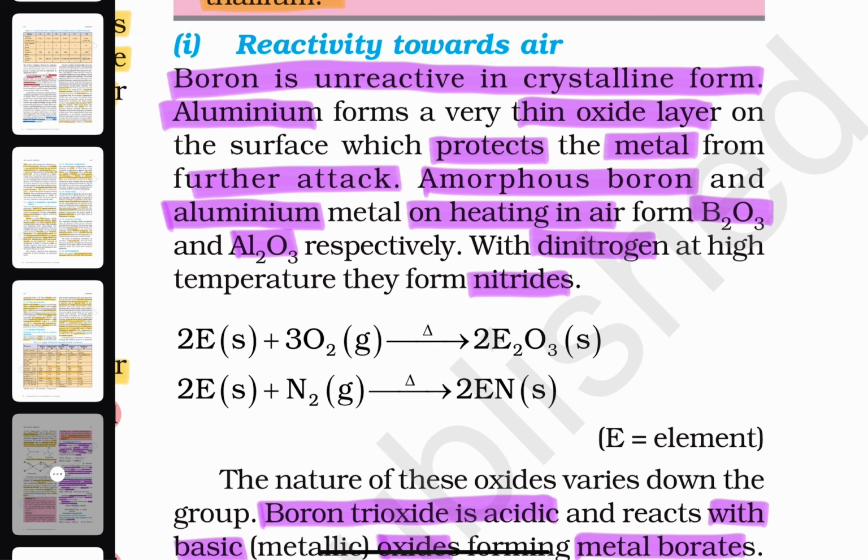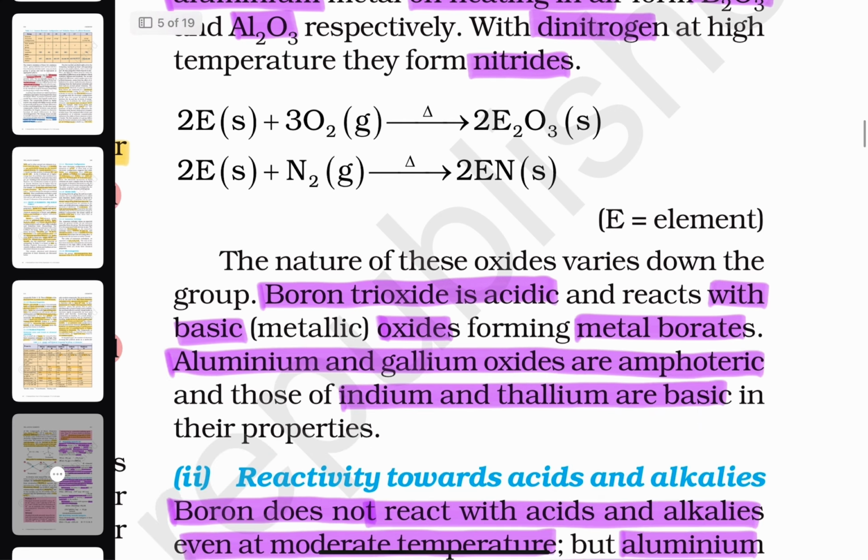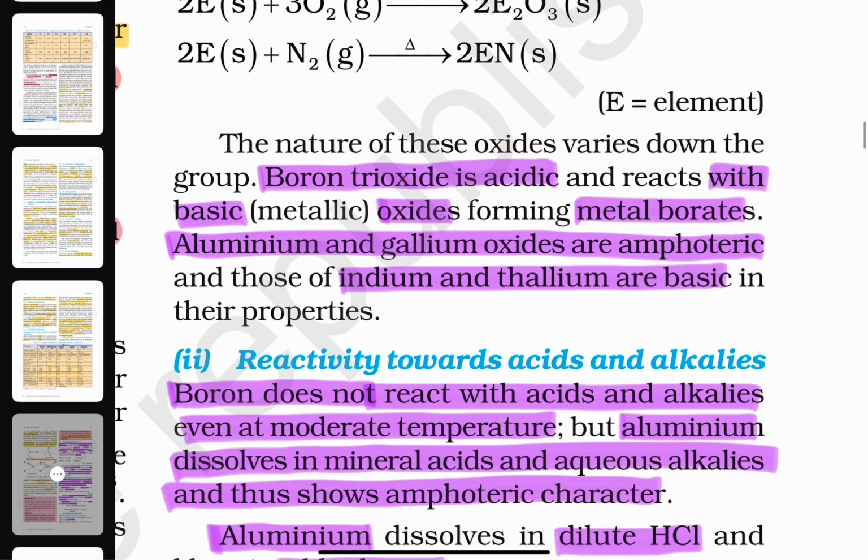Boron is unreactive in crystalline form. Aluminium forms a very thin oxide layer on the surface which protects the metal from further attack. Amorphous boron and aluminium metal on heating in air form B2O3 and Al2O3 respectively. With dinitrogen they form nitrides. Very regular points, but important.